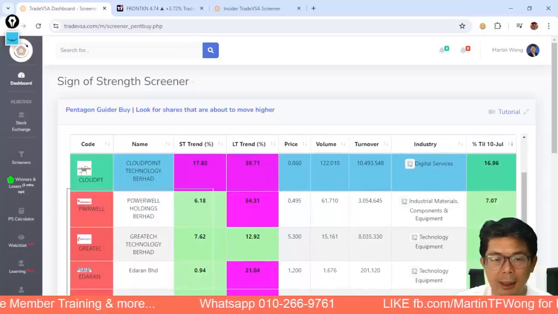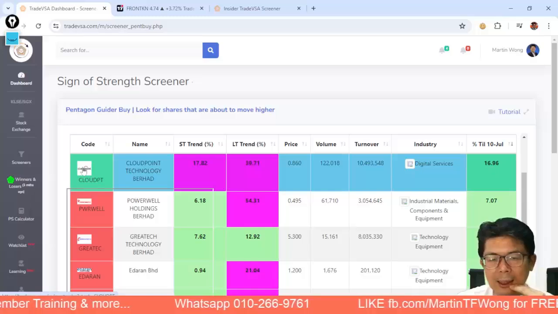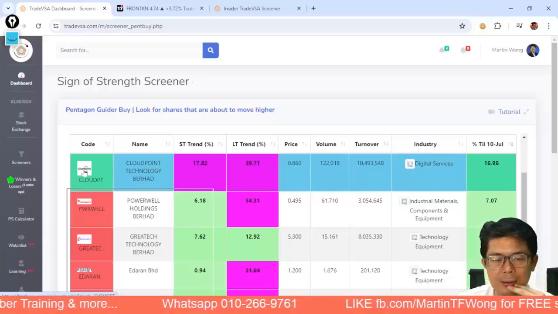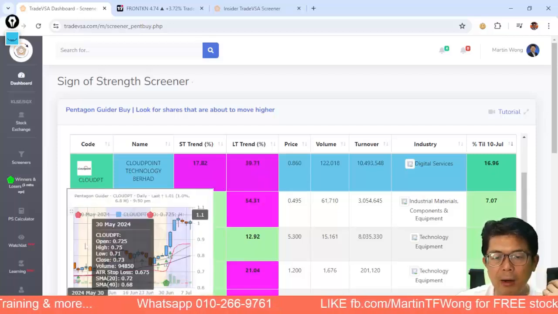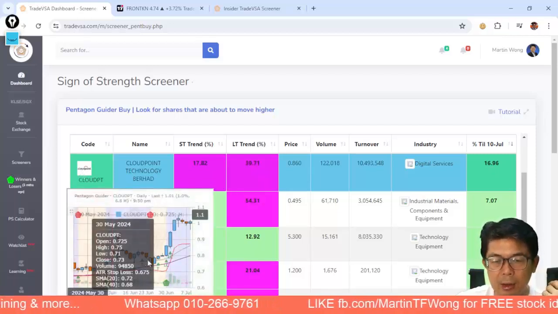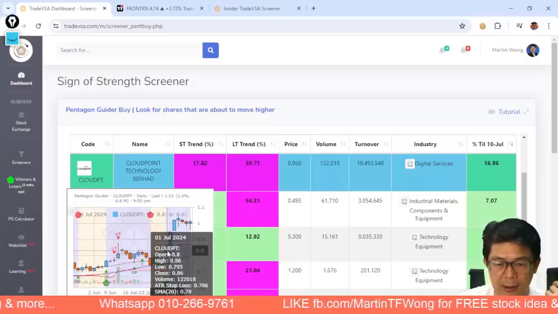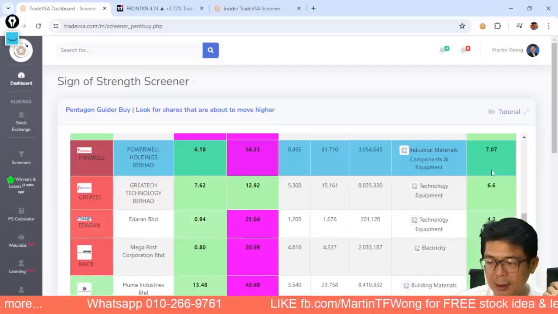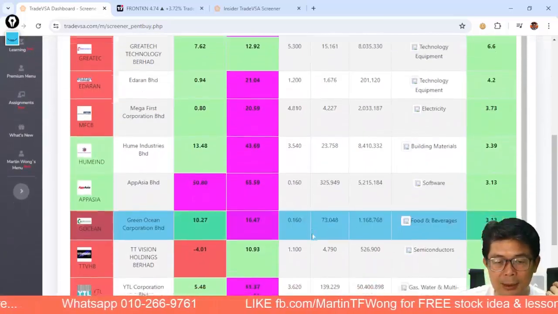We got CloudPoint, okay? So you can zoom back to CloudPoint at that time. This will take a bit of a while. And you have Powerwell, yeah, there you go. So Cloudwell turned green pentagon on the 1st of July. That was in here, and then since then it's gone up 16%, right? So as I said before, the win rate is 51%.